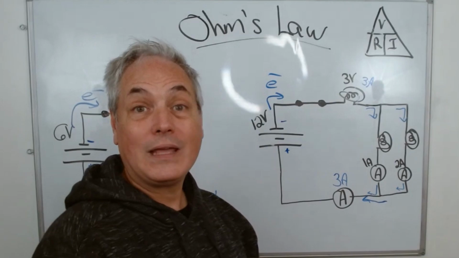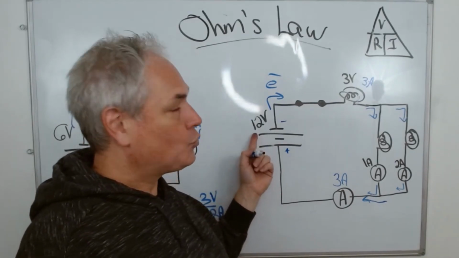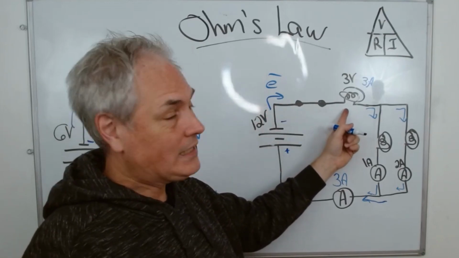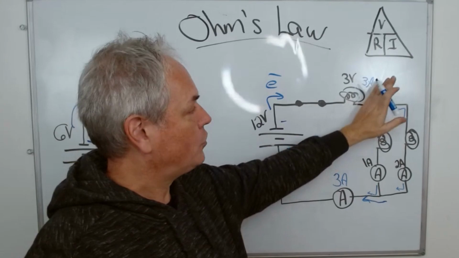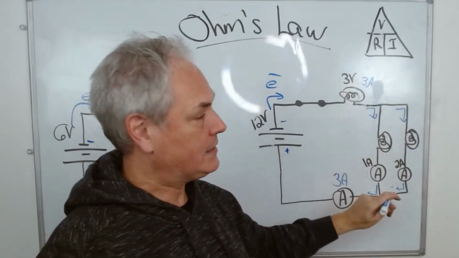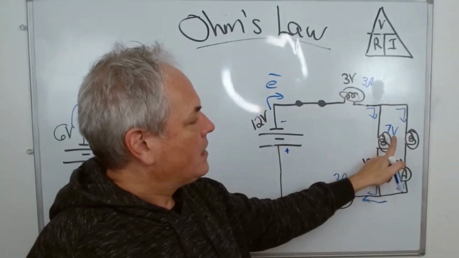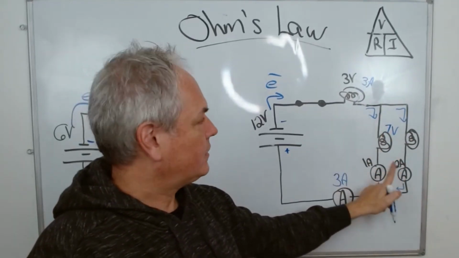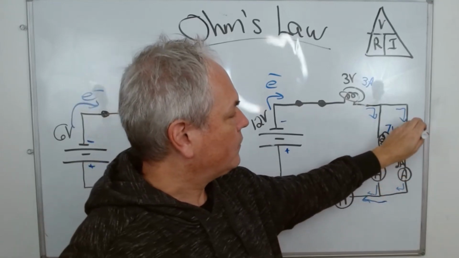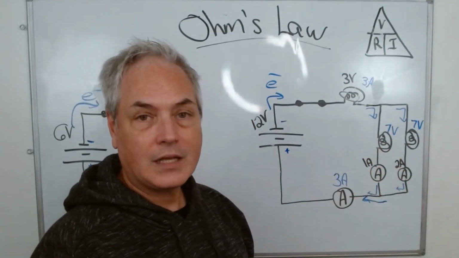Perfect. Now we have to look at the voltage. If I have 12 volts here and 3 volts in this bulb right here, that means 3 is being used right here. So only 9 volts are left for the bulbs here. Because they are in a parallel circuit, we know that when we have bulbs in parallel, we have the same voltage for the next bulb as well.